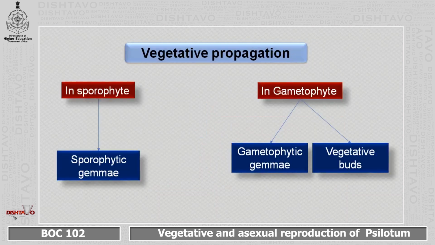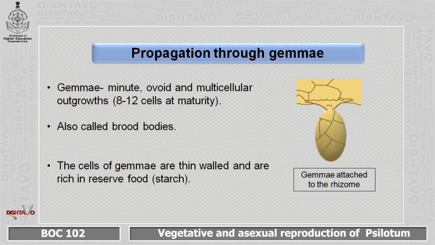Vegetative reproduction is mainly through gamete formation, and this gamete formation is seen in the sporophyte as well as the gametophyte. Besides that, the gametophyte also produces vegetative buds and it reproduces through vegetative buds. First is propagation through gamete. Gamete are nothing but minute ovoid and multicellular outgrowths. They are 8 to 12 cells at maturity.